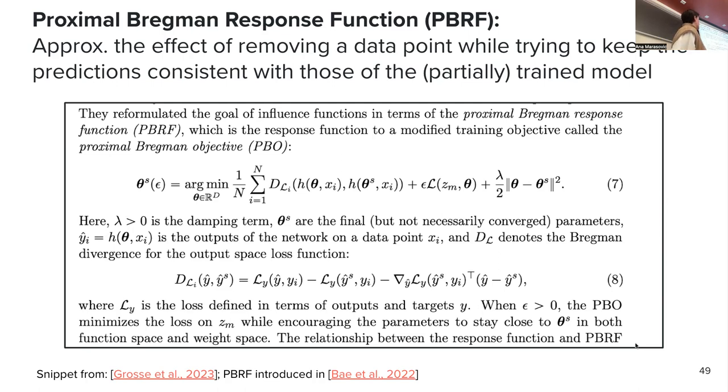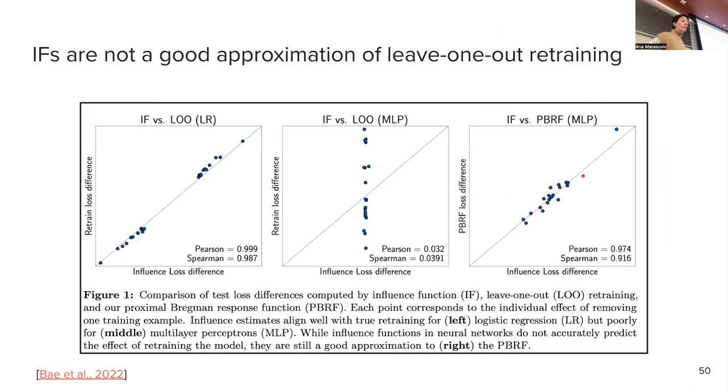They introduced the term proximal Bregman response function, so what we are actually approximating is the PBRF. When we do these correlation studies, we should not measure the correlation with the test loss difference computed by leave-one-out, but rather the proximal Bregman response function, because that's what the test loss difference computed by influence functions is actually approximating.